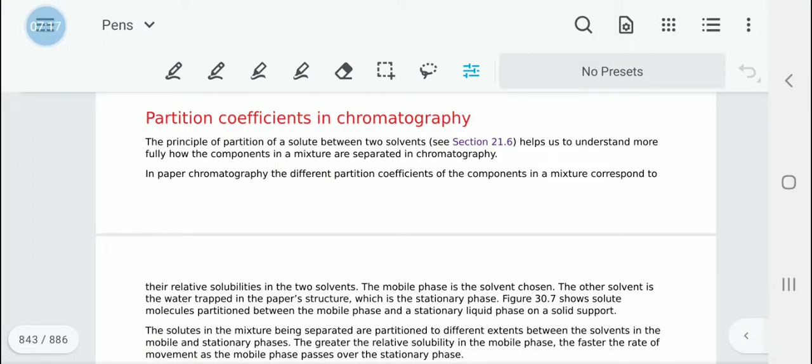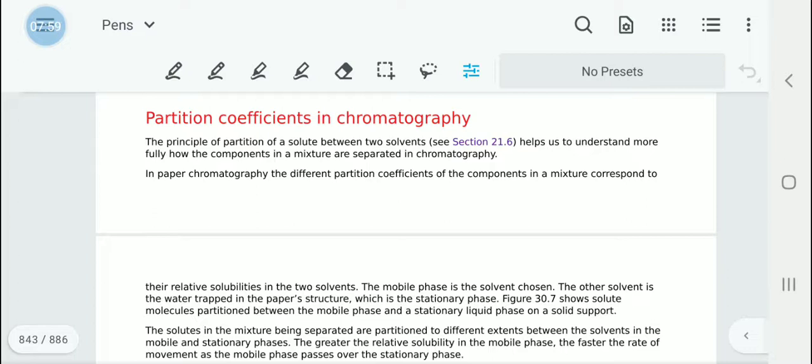So we are going to discuss partition coefficients in chromatography, and also please remember that this lesson is a highly theoretical lesson. That means you are going to get theory based questions from here. Now when we think about the principle of partition of solute between two solvents, so there are two solvents involved, and how they get partitioned, then we actually understand how components in a mixture would get separated in chromatography.